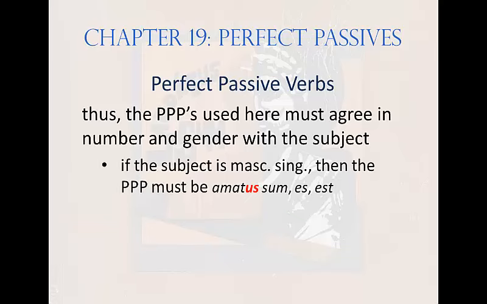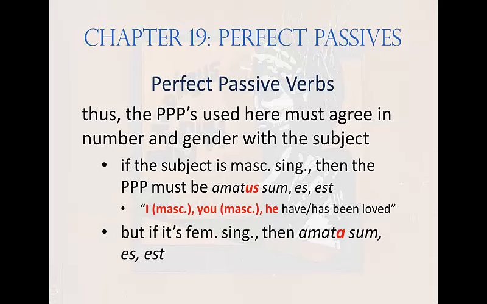So, say the subject is masculine singular, then the perfect passive participle must also be masculine singular. In the case of the verb amo, it would be amatus sum, or es, or est, meaning I, masculine, have been loved, or you, masculine, have been loved, or he has been loved.